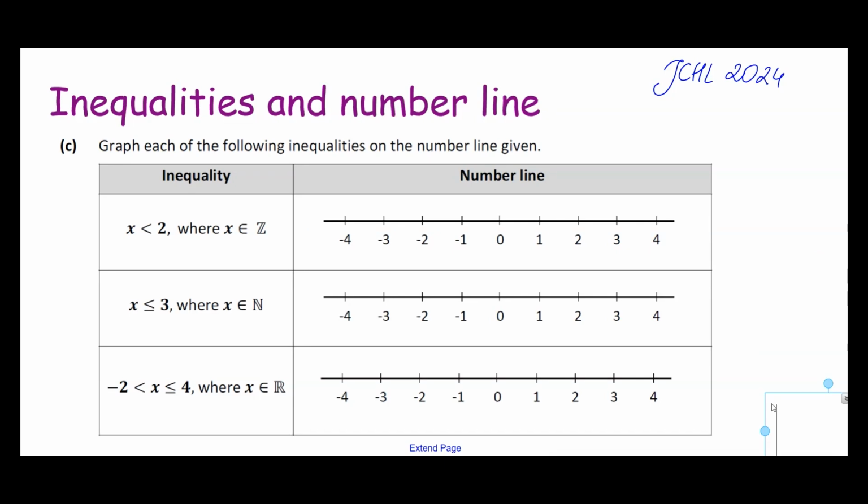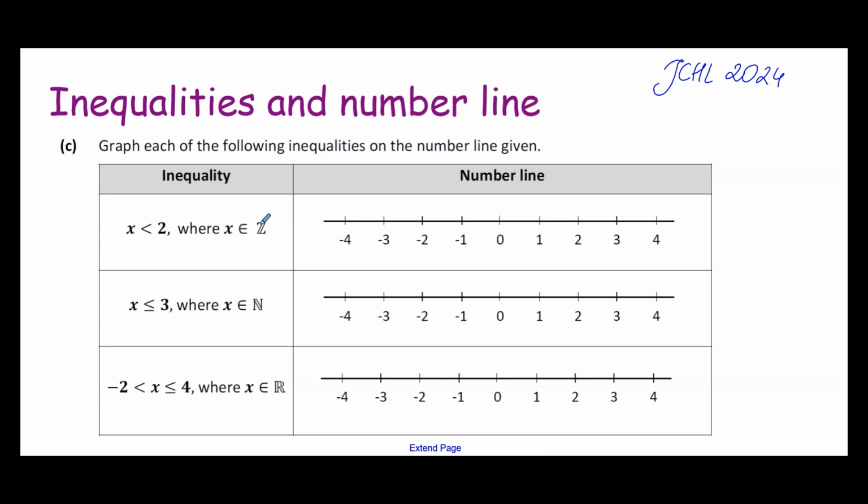Okay, inequalities and number line. Let's have a look. Graph each of the following inequalities on the number line given. Sorry, not group, my bad. So what do we have? x is less than 2, where x belongs to Z.